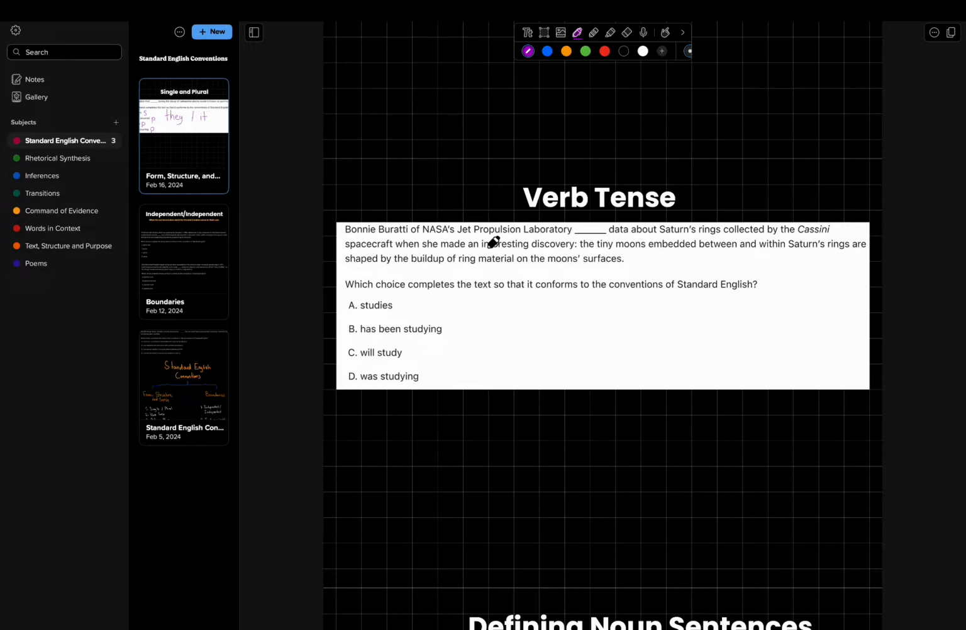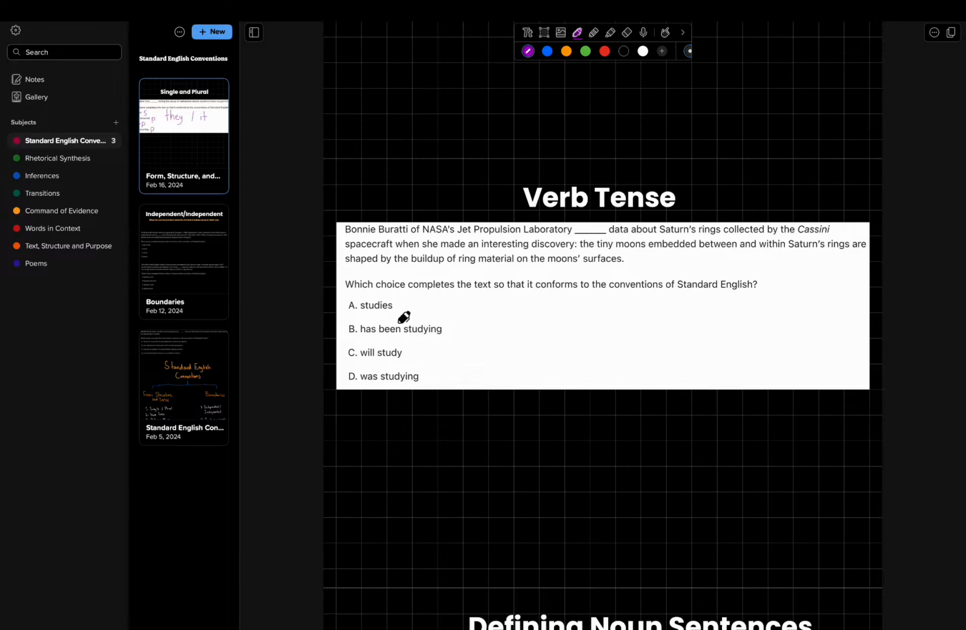Bonnie Boratti of NASA's Jet Propulsion Laboratory blank data about Saturn's rings collected by the Cassini spacecraft when she made an interesting discovery. So look at there, made is a very important keyword. This tells us that she had previously made the discovery, which means it happened in the past. So the answer from the multiple choices must be from the past.